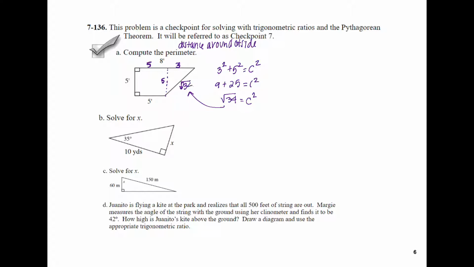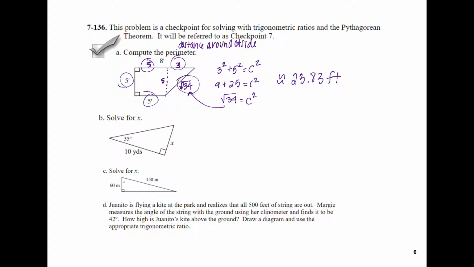square root of 34. When I add 5 plus 3 plus the square root of 34 plus 5 plus 5 for the perimeter, I get my perimeter to be approximately 23.83 feet.